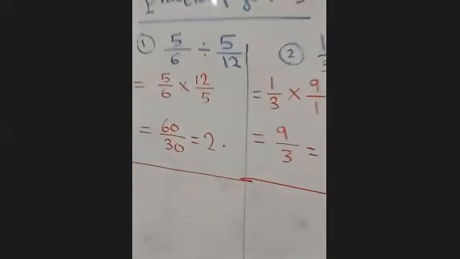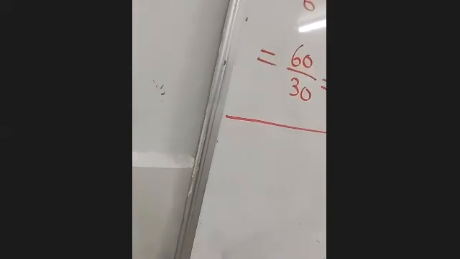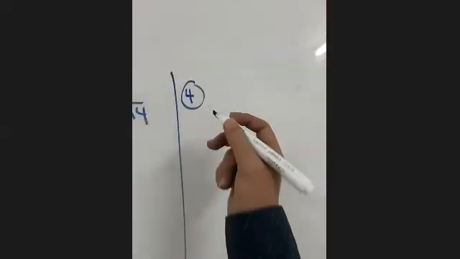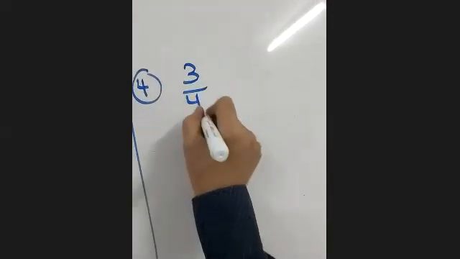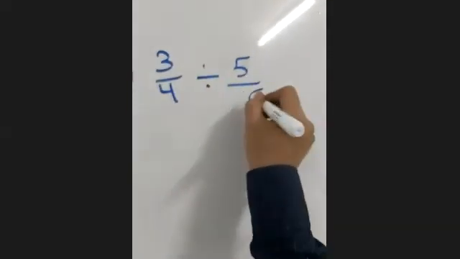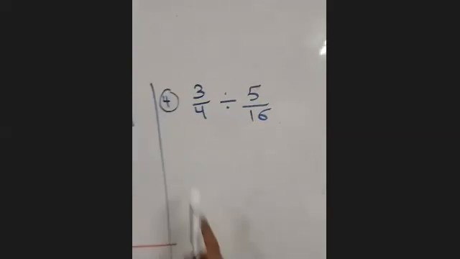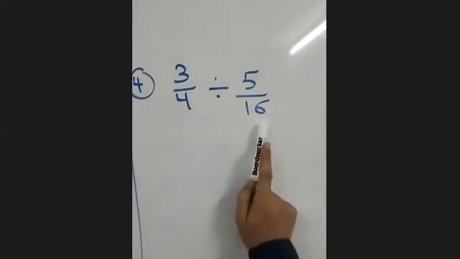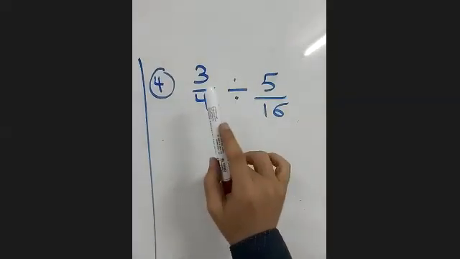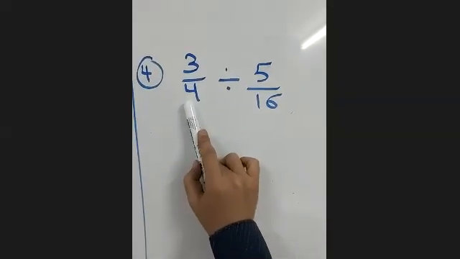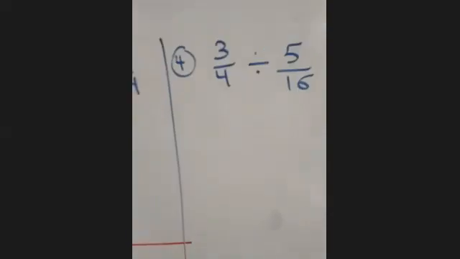So, Adnan, can you tell us what is the division sentence here? 3 over 4 divided by 5 over 16. Wait, the 3 over 4 is the remaining fudge, and this is the pounds. So we need to divide this remaining fudge, the left fudge, into the pounds here.